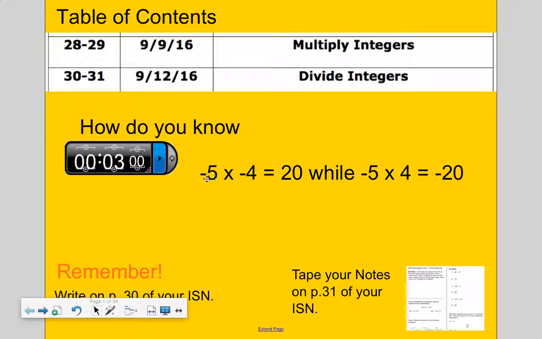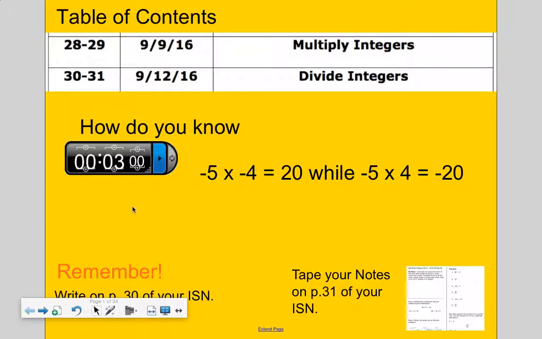Another way I see it is, what's the opposite of a negative? Positive 20. While this one is saying, what's the opposite of 5 times 4, which is 20? Opposite of 20 is negative 20.